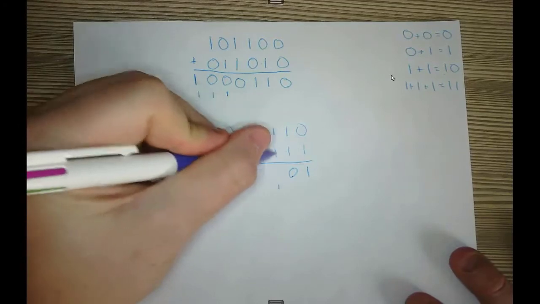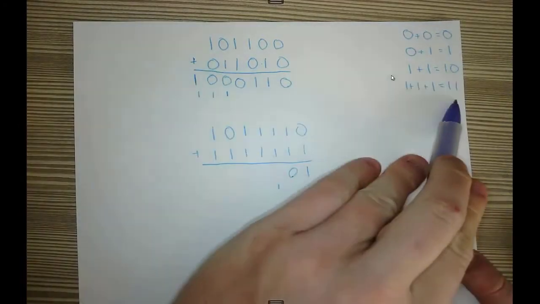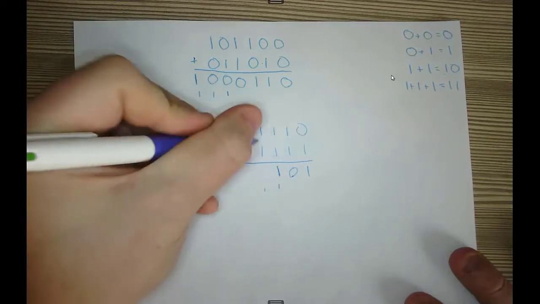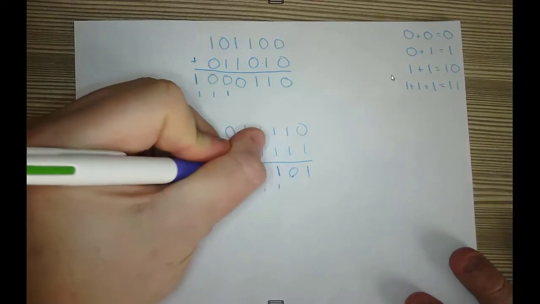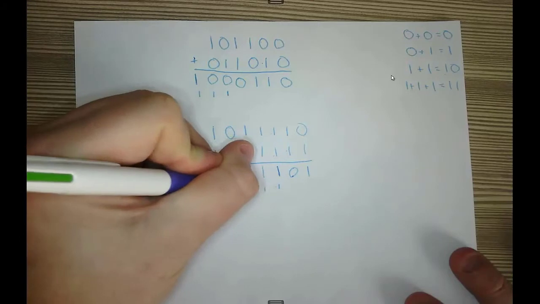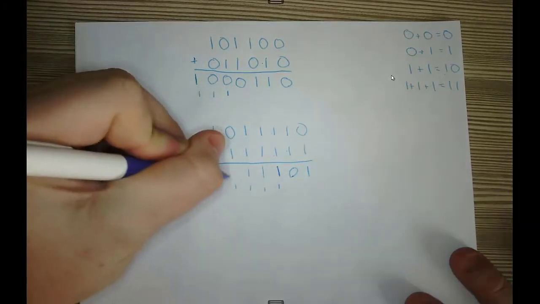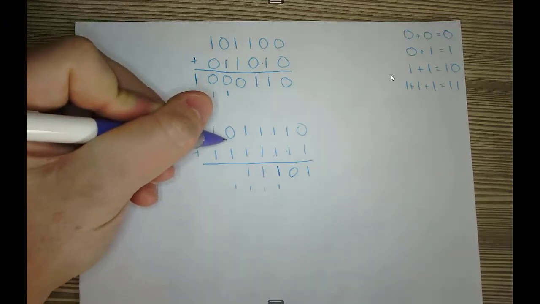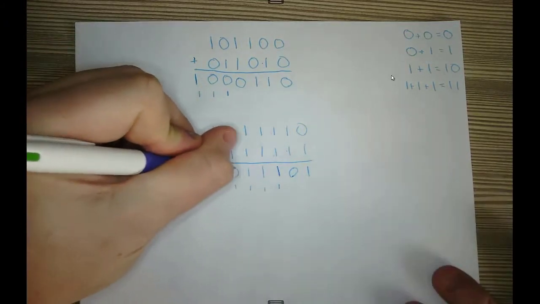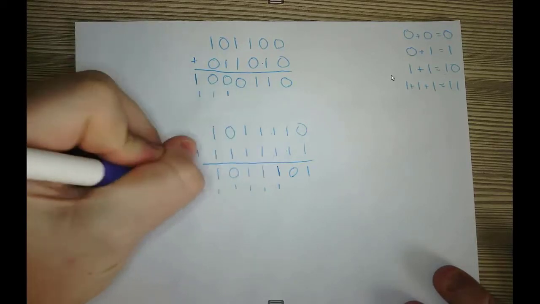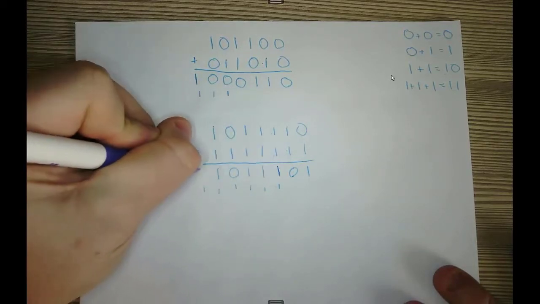So now we've got 1 plus 1 plus 1. So that's 11, or as I like to remember it, 1 carry 1. We've got the same again here, so that becomes 1 carry 1. Same again here, 1 carry 1. So now we've got 1 plus 1 plus 0, which is the same as 1 plus 1. So we've got 0 carry 1, 1 plus 1 plus 1, which is 1 carry 1. Nothing plus 1 is 1.